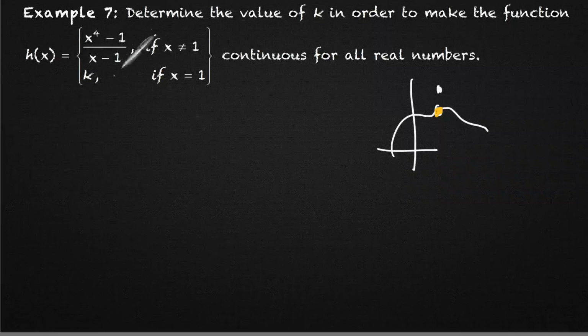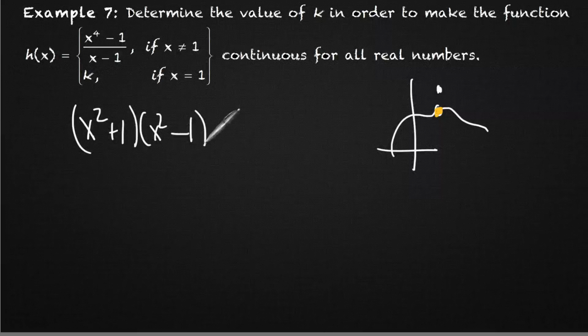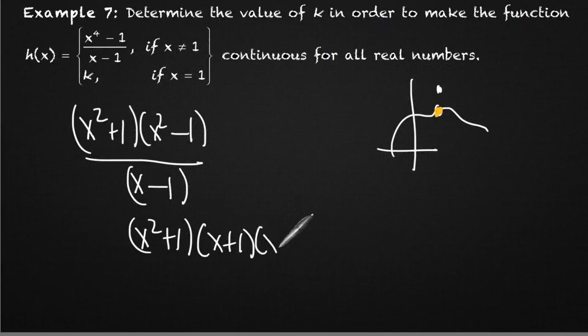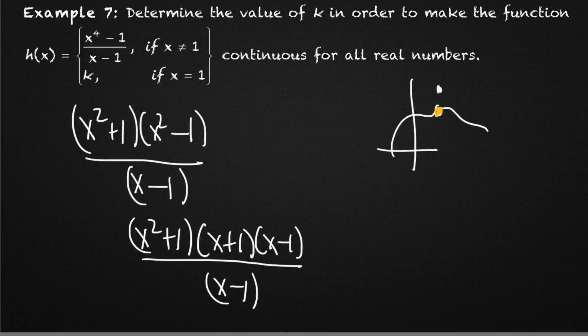So let's say we factor x to the fourth minus 1 as x squared plus 1 times x squared minus 1, over x minus 1. Now we can factor this again, and it's going to be x squared plus 1. We can't factor a sum of two squares, but we can factor the difference of two squares. So x plus 1, x minus 1, and then x minus 1. All right, so now we are going to cancel the x minus 1s off. And once again, we know that creates a hole on the graph. And now the question we have to ask is, what is the y-coordinate of that hole?